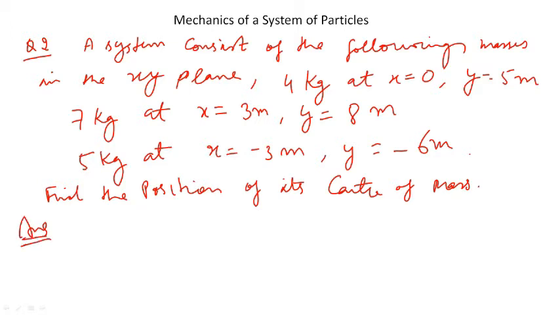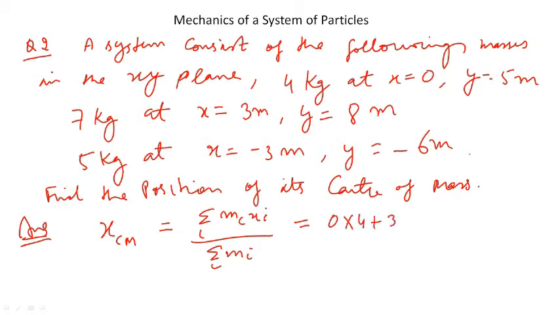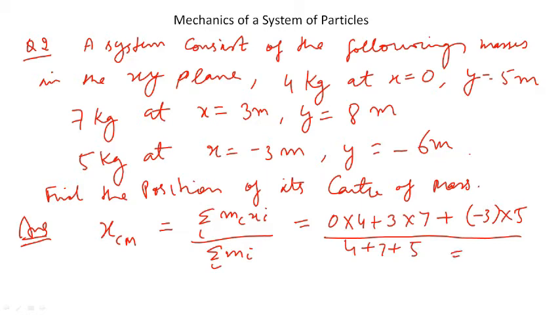Again, we will use the formula for center of mass for the x coordinate. xcm is equal to sigma i mi xi upon sigma i mi. So it comes out to be 0 into 4 plus 3 into 7 plus minus 3 into 5 upon 4 plus 7 plus 5. If you solve it, it comes out to be 0.38 m.